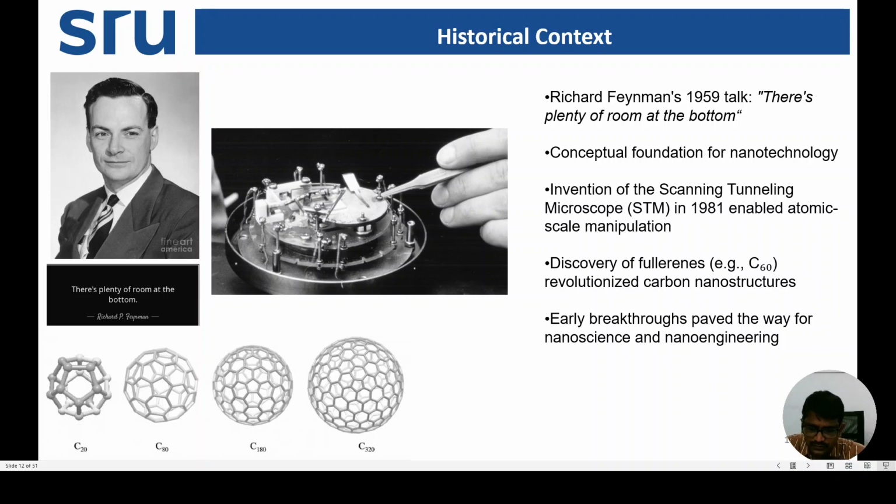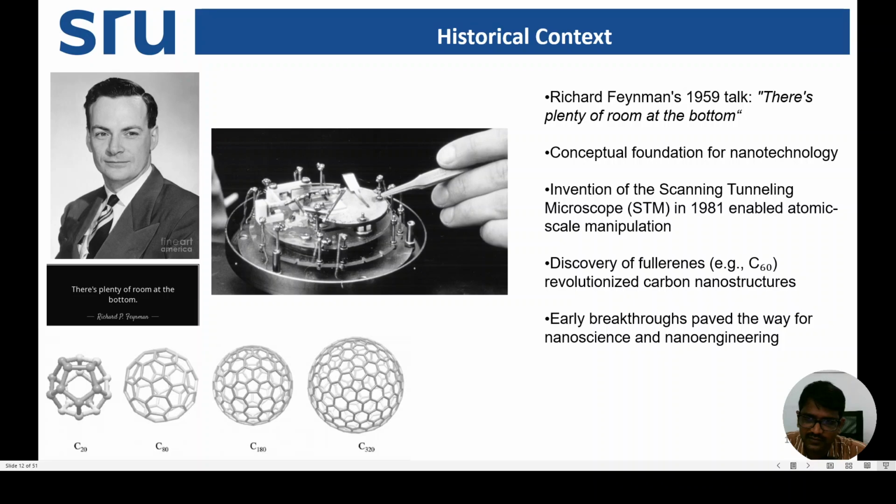Everything has some history, right? Likewise, nanotechnology also has a history of many decades. So who is the father of nanotechnology? Who laid the foundation for nanotechnology? He is a famous physicist, and his name is Richard Feynman.